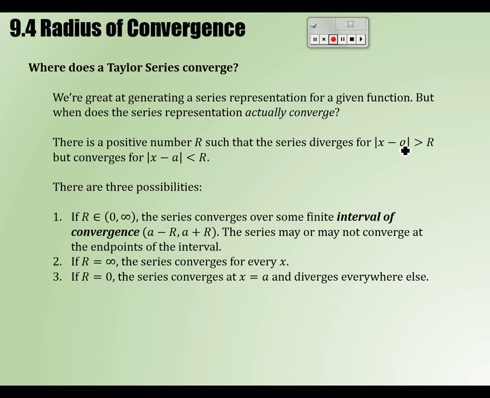Really the best case scenario is number 2. We love it when the power series representation for the function converges everywhere. That's awesome. And this number R is called the radius of convergence, and that's the subject of today's lesson, right? To try to find, for a given power series, what its radius of convergence is.